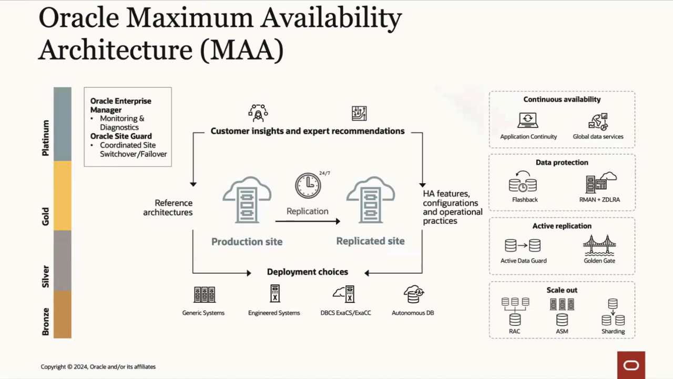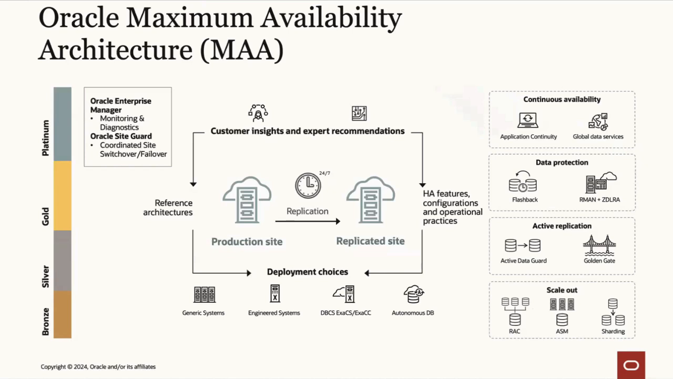Active replication allows customers to connect their applications to replicated sites in an active HA solution through something like Active Data Guard or GoldenGate. And then lastly, we have scale out. That's going to allow customers the ability to scale compute nodes linearly through RAC, ASM, or sharding. So the above features and solutions will allow customers to mitigate not only planned events such as software upgrades, data schema changes, and patching, but also unplanned events like hardware failures and software crashes due to bugs.